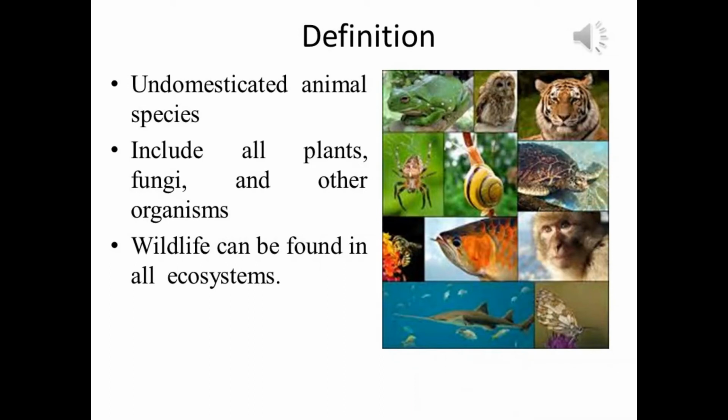Before studying about the native fishes, let me define wildlife. Wildlife traditionally refers to undomesticated animal species, but has come to include all plants, fungi, and other organisms that grow or live wild in an area without being introduced by humans. Wildlife can be found in all ecosystems.